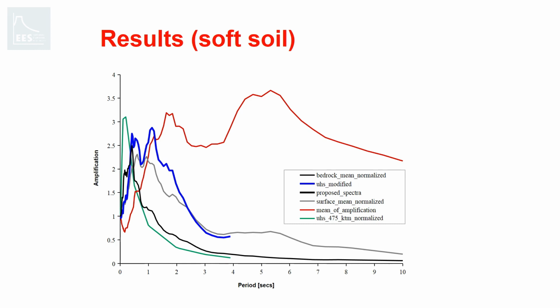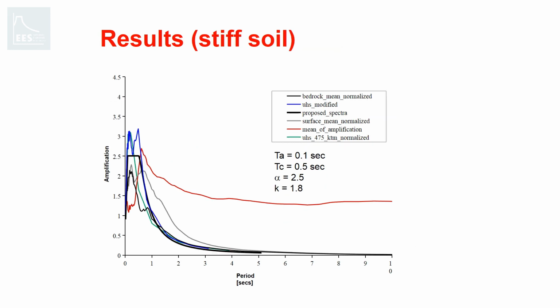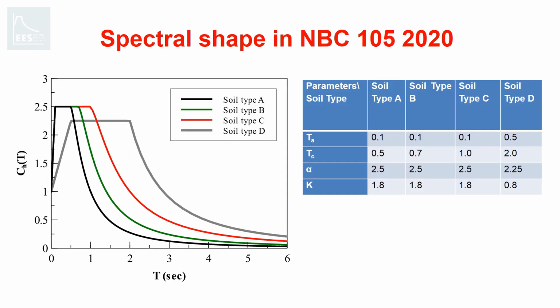Finally, the shape factor defined earlier is fitted to this blue line. Based on that, the values of these shape factor parameters are determined. And for the other soil types also, the similar thing is done. So this is the spectral shape factor that you see in the NBC 105 2020.